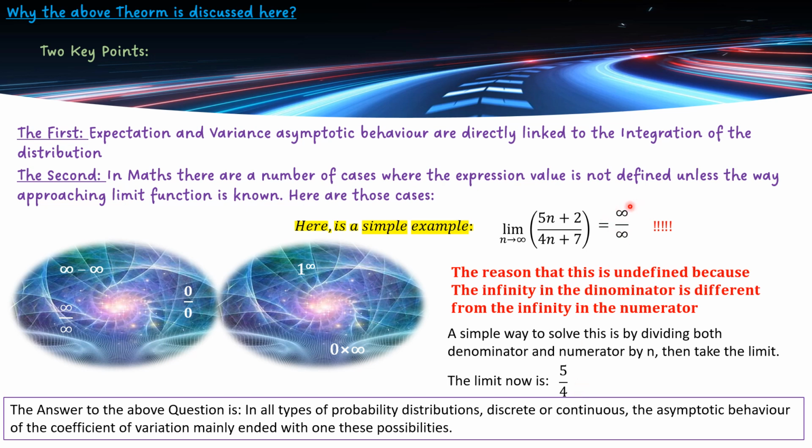This is not the only expression which creates this trouble. It can be infinity minus infinity, 0 divided by 0, 1 to the power infinity, or 0 times infinity. And the answer is easy, because whenever we talk about infinity, this infinity is not the same as that infinity. Infinity is just a representation in which we tell a number is very, very large. But very, very large is relative with respect to the dimension of other numbers.